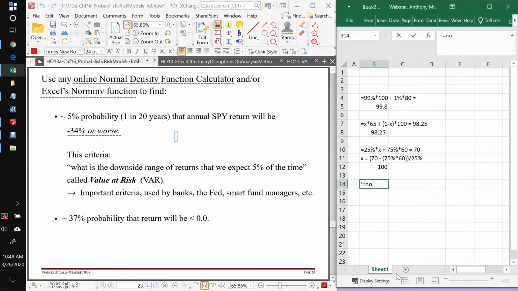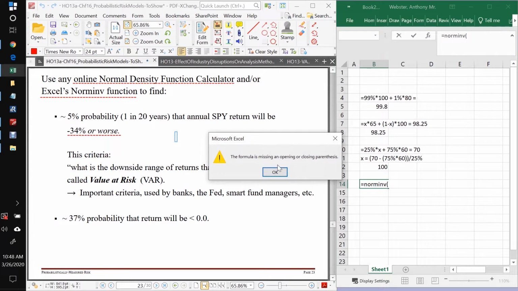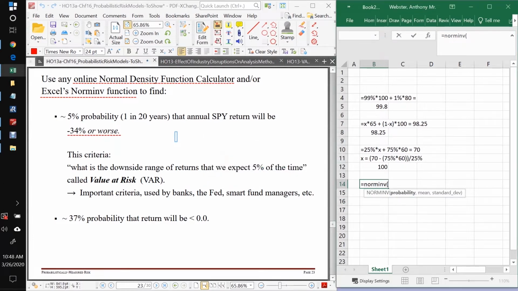So I'm going to say norm inv, and I need to make it the real deal here. There we go. That's what I'm looking for, the little helper down here. So the norm inverse function gives me, if I put in the probability I'm interested in, so that's 5%, and our mean return for the SPY is 8%, and the standard deviation is 0.25. Okay, and there is our, in this case, 33% return. So not quite 34, 33% return.